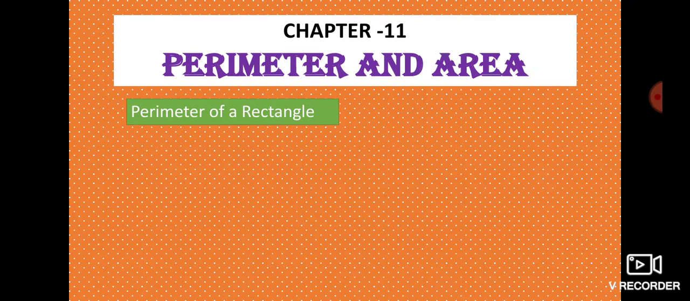We know the equation for finding perimeter and area of squares and rectangles. We already studied this in our 6th class. So just to rewind it, perimeter of a rectangle equal to 2 into L plus B. What are L and B? L is the length of the rectangle and B is the breadth of the rectangle.